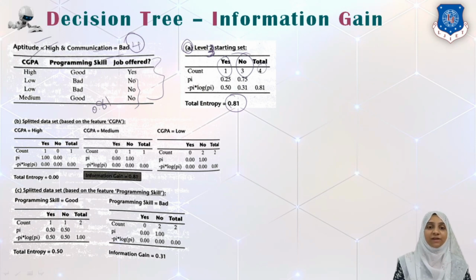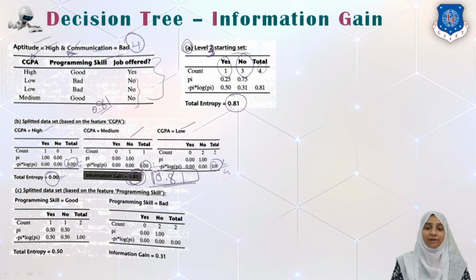Now we will first select partition upon CGPA and calculate information gain. Later on we will select programming skill and calculate its information gain. So the method is the same. If I select CGPA, we will have three different partitions, three different entropies and three different weights. That is 1 by 4, this is also 1 by 4 and this will be 2 by 4. With the same weighted method, we will calculate total entropy, and the difference between the original entropy before partition and the entropy after partition is my information gain, which is 0.81 in this case. If you are not able to see this part, I will rewrite it.